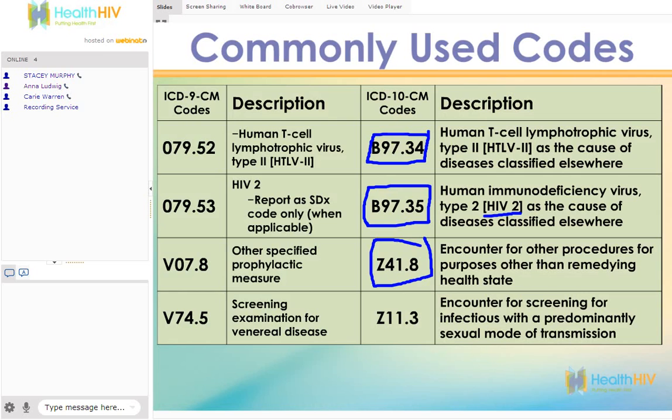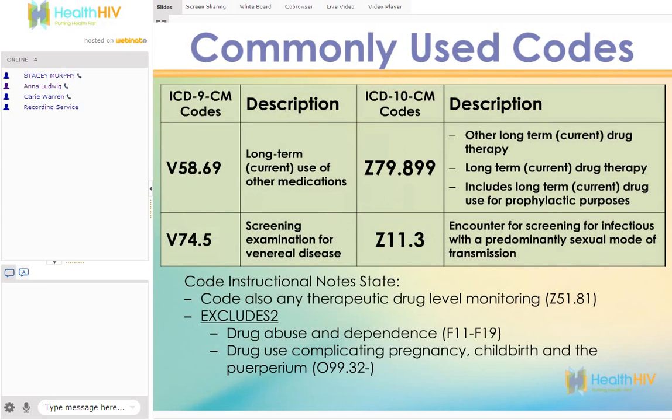The Z41.8 is for encounter for other procedures for purposes other than remedying health state. If you look back in ICD-9, it was other specified prophylactic measure. So you'll see the terminology changes also in ICD-10. So you have to make sure that you know what the new terminology means compared to the older terminology. Z11.3 is encounter for screening for infections with a predominantly sexual mode of transmission. This, in ICD-9, was screening for a venereal disease. So again, there's just been a change in some of the terminology.